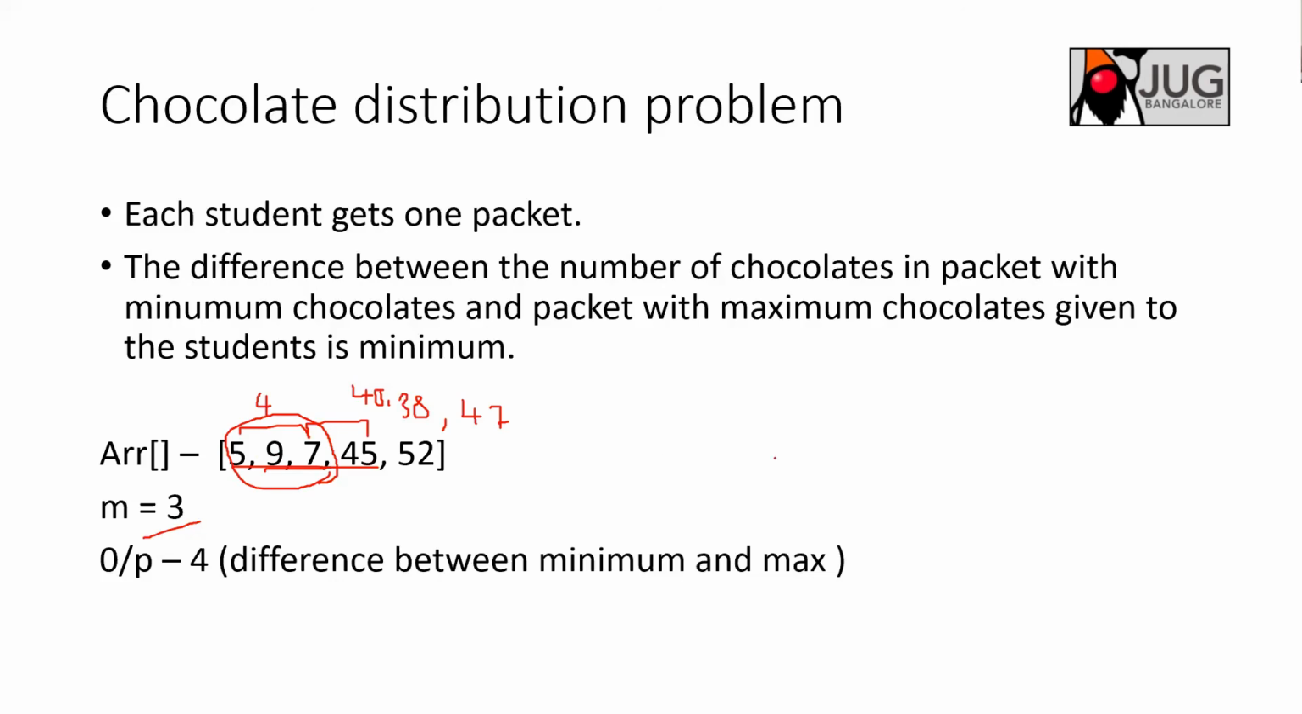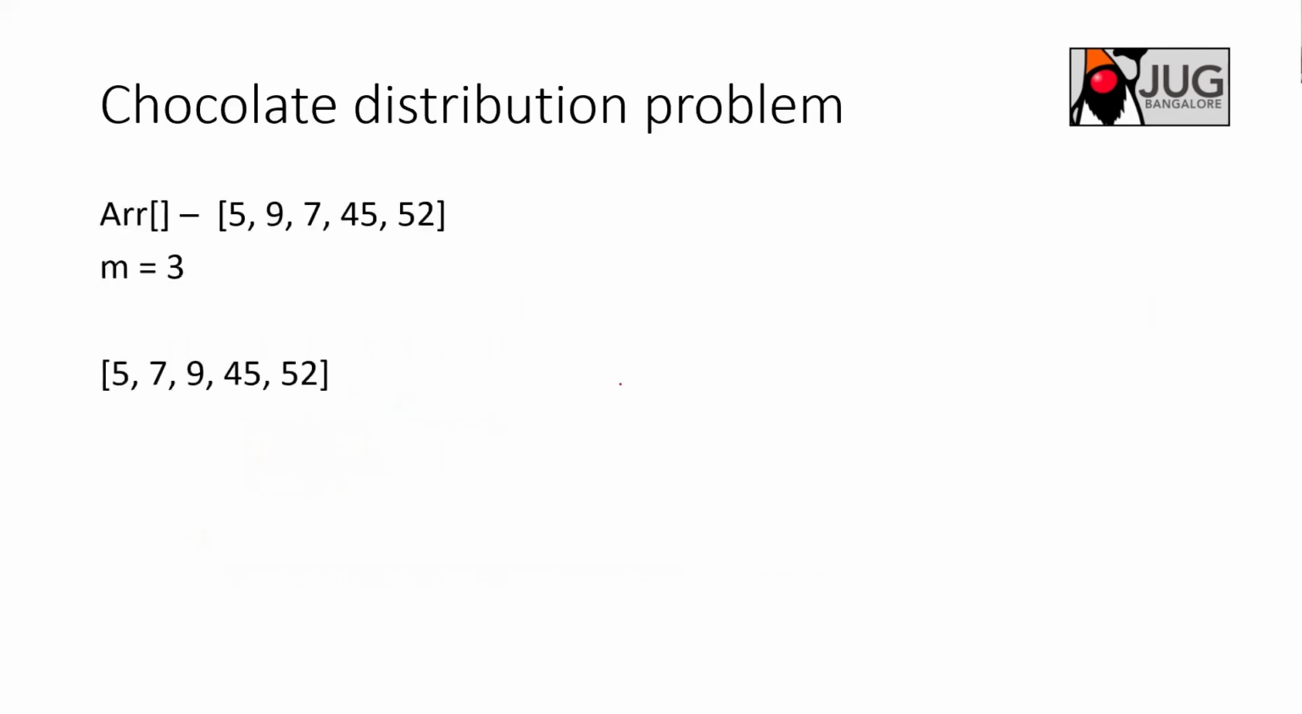So, given a set of packets, how do you distribute one packet to every student in such a way that the maximum number of chocolates one student got and the minimum one student got, the difference is lowest? This is the standard question asked in the exam. So how will you do it? One thing is that first you sort. Okay, so what you do is you sort.